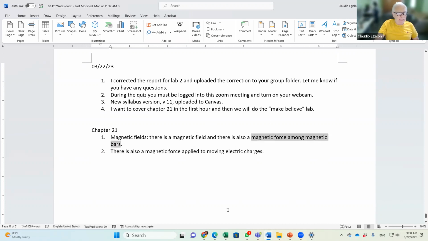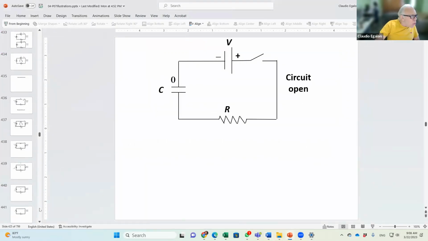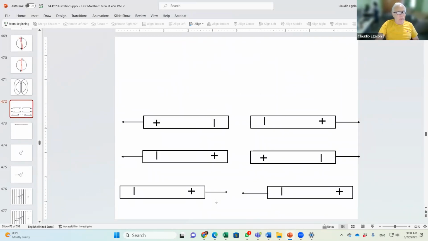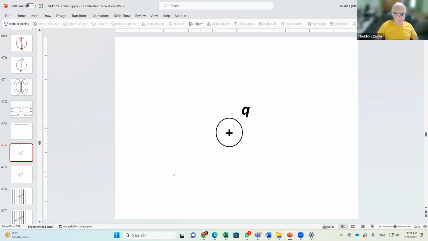You do have a magnetic force between magnetic bars, but in addition to this force, you also... let's go ahead. Here you go. Here's the magnetic force between magnetic bars. And magnetic bars are like what we call magnetic dipoles, which is the magnetic counterpart of the electric dipole. So in addition to this force among magnetic dipole bars, we can also observe that in experiment, okay?